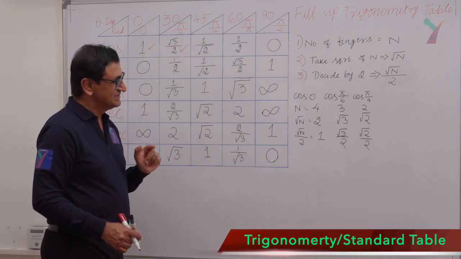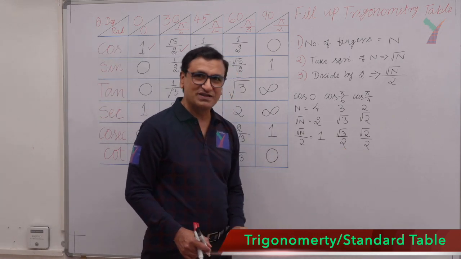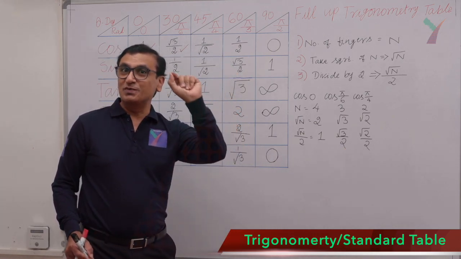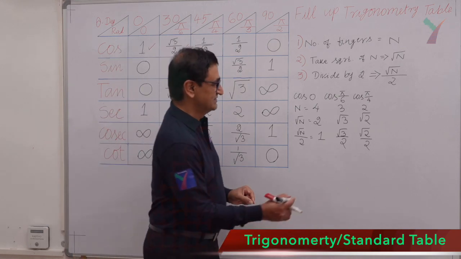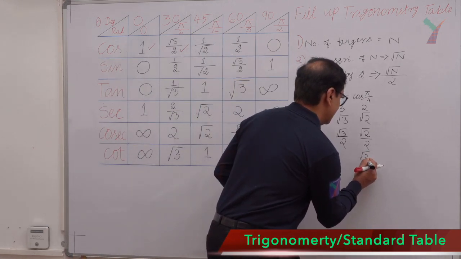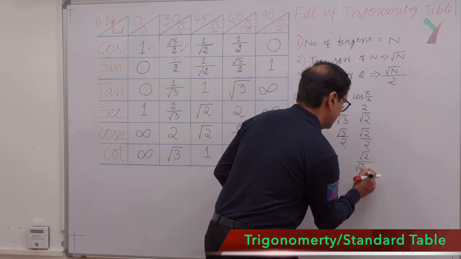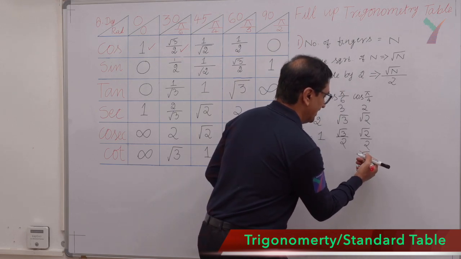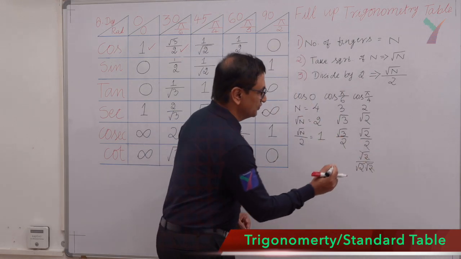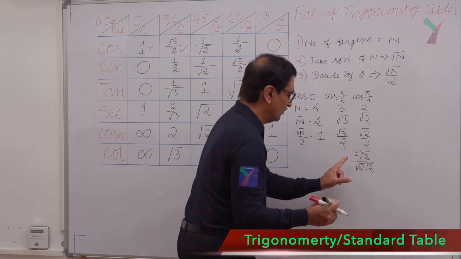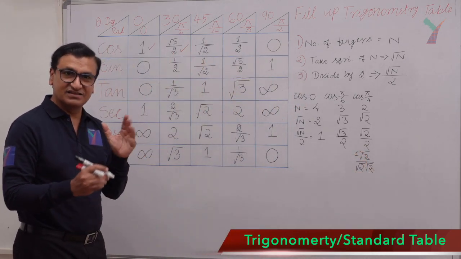Is that wrong? Not really, because 2 can be written as square root of 2 multiplied by square root of 2, correct? And one square root of 2 gets cancelled. So you have 1 over square root of 2. Here it is. It tallies.